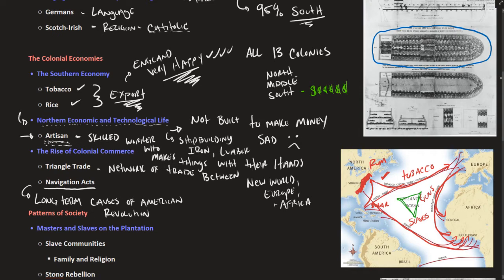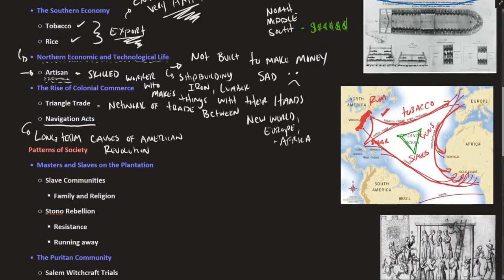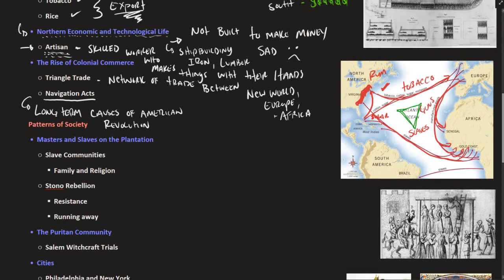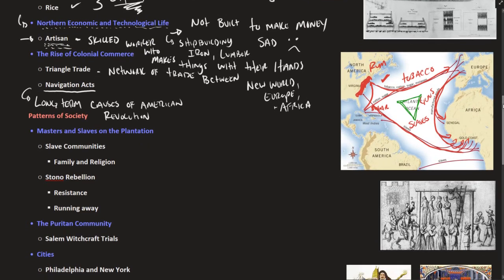The northern colonies are kind of like shoving a square peg into a round hole. They just don't quite fit with the larger idea of what an English empire ought to be. Recall, we talked about mercantilism, right? If you don't know that, that's a good term to go review before you take the exam.